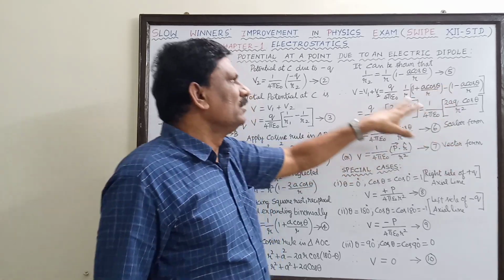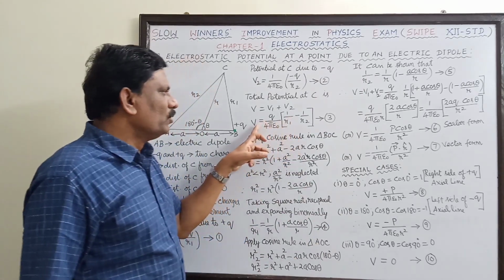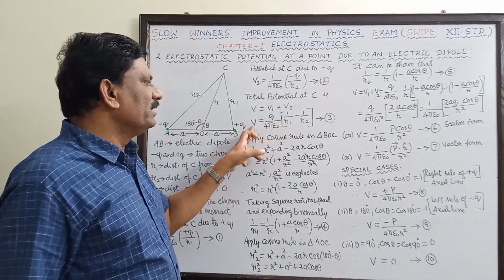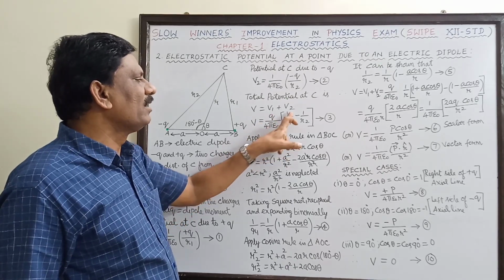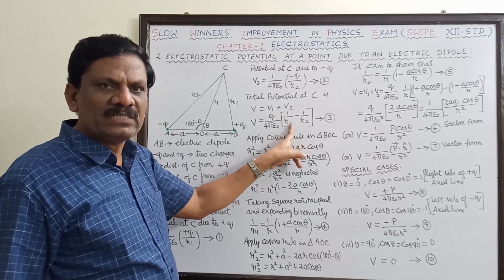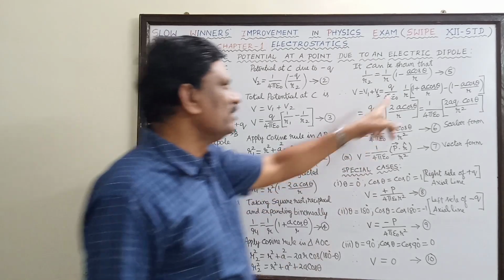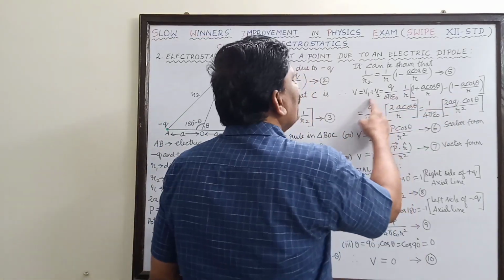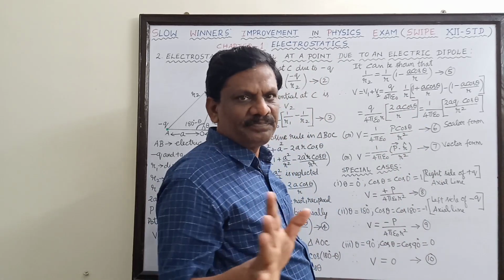Now after equation 5, once again you take equation 3, the net potential, total potential V equal to Q by 4 pi epsilon naught into 1 by r1 minus 1 by r2. Instead of 1 by r1 use equation 4, and instead of 1 by r2 use equation 5. If you substitute, you see here Q by 4 pi epsilon naught into 1 by r will be a common factor.